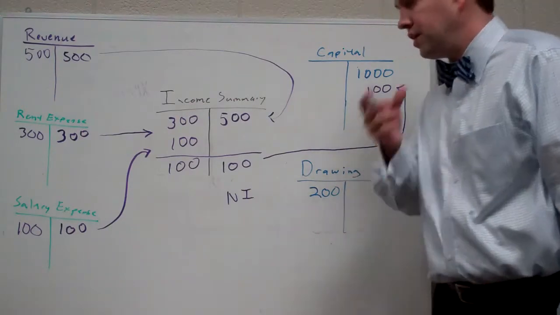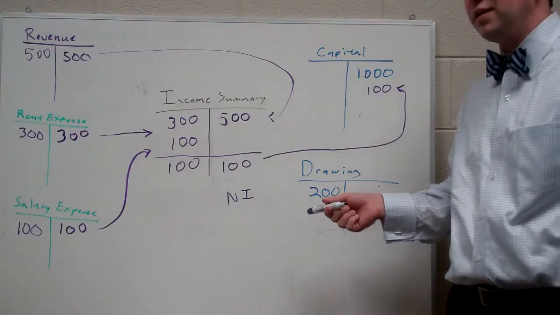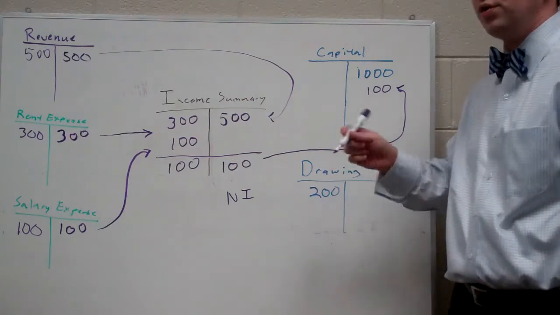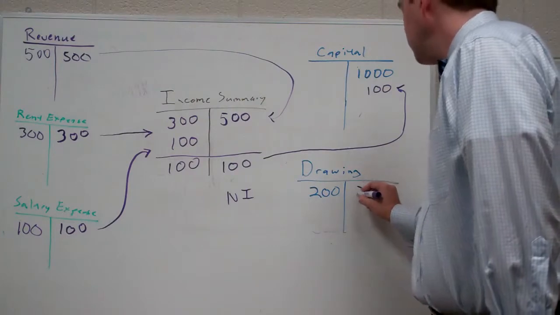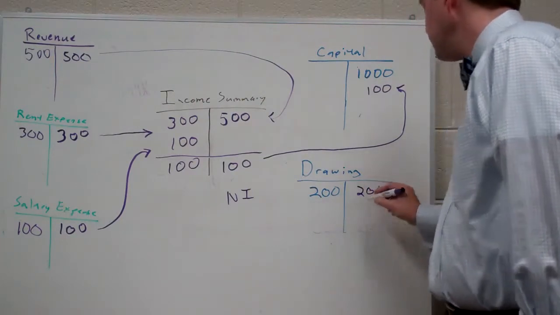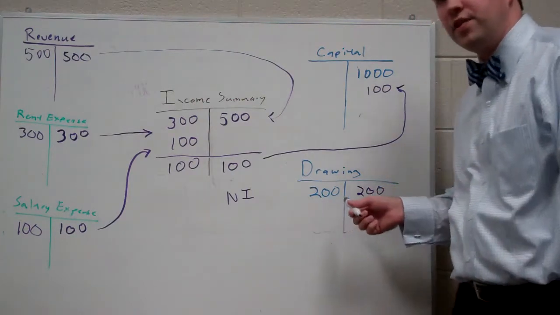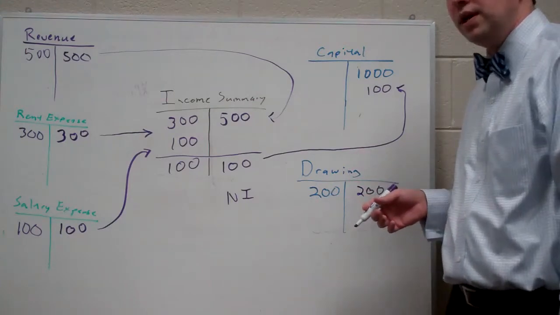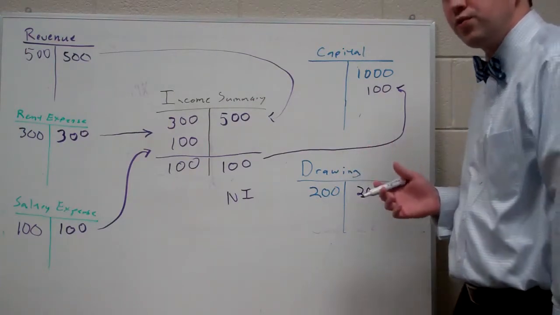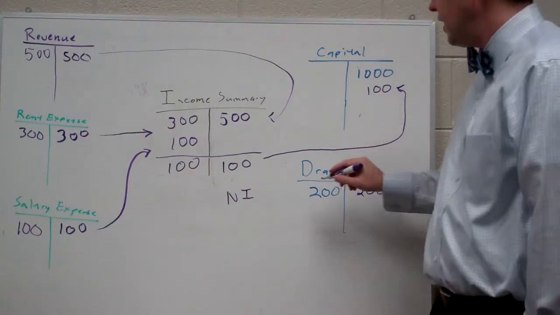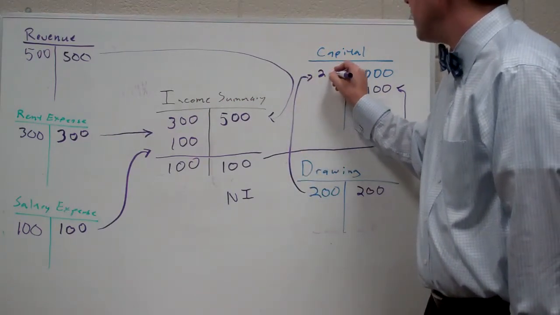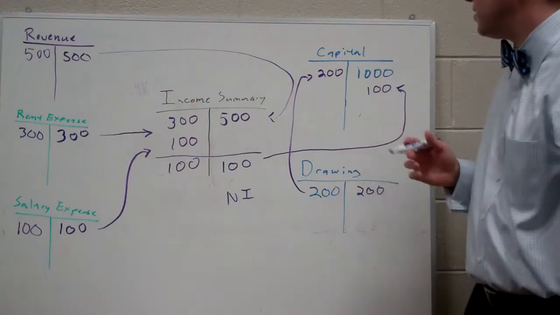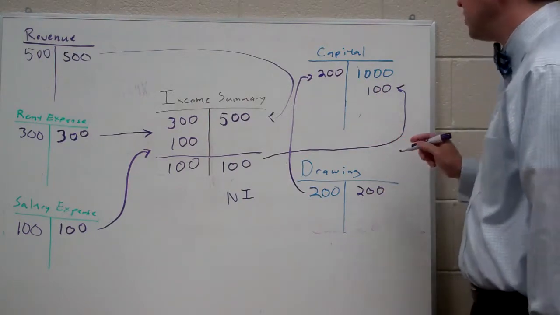Now we're almost done here. During the month, owners took $200 out of the business. We need a credit to close that out so that the drawing account is zero, because it's got to be zero so we can put next year's owner's withdrawals in it. And that's going to cause a $200 debit to the capital account.